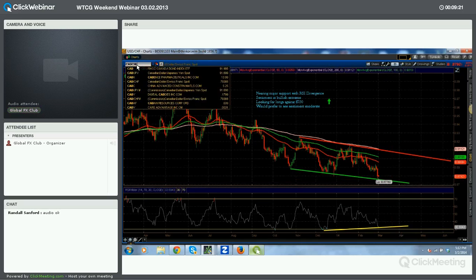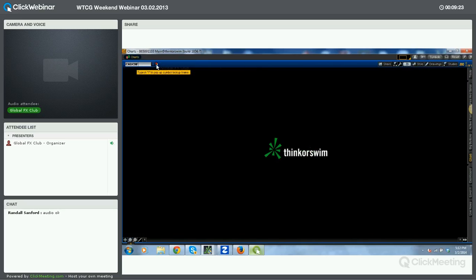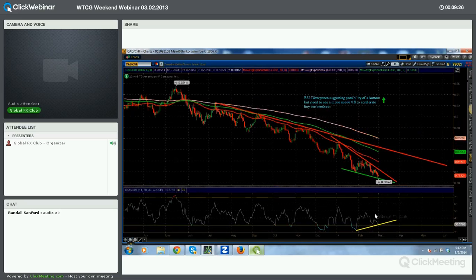Another Swiss pair that I'm watching is CAD Swiss. Similar story, RSI divergence near kind of a trend line support area. My trade plan for CAD Swiss is to buy if we do see a daily close above 80. Until we see that, I'm ignoring it. But if we do get a daily close above 80, which would put us above this tighter descending trend line, I would look to try to snag some longs. But not going to do anything until we actually do get that move above 80.